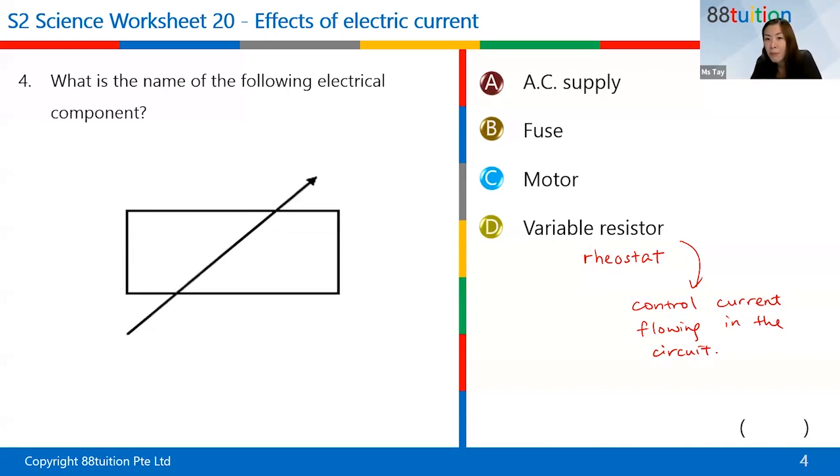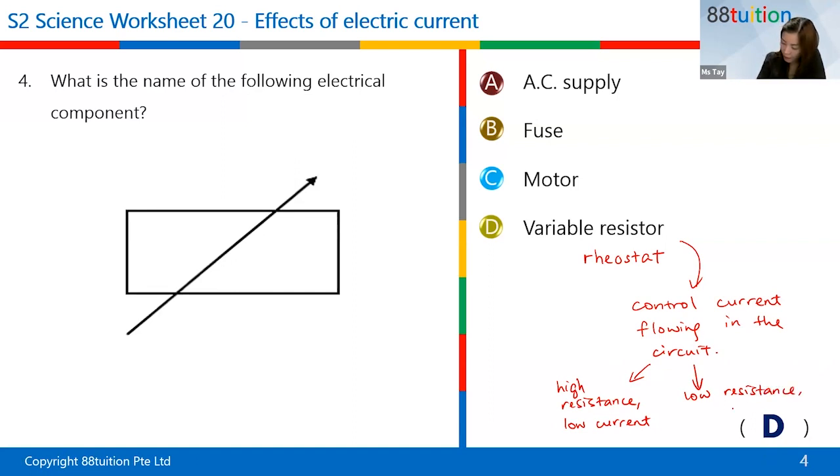Okay, Haresh? Yeah, so you got the main point, but if you add in the word resistance, you might affect the answer that you have. So control the current flowing in the circuit. High resistance means low current. And when you have low resistance, you will have high current flowing in the circuit. So these are probably the notes that you can take down.